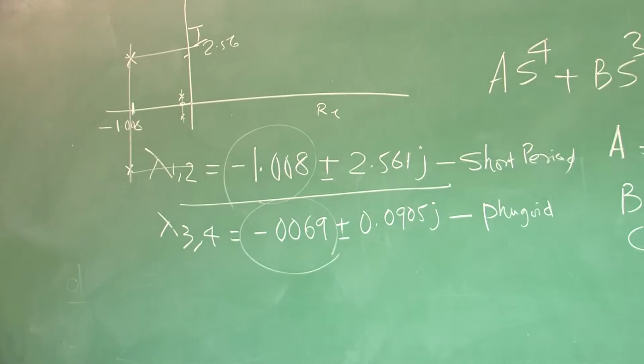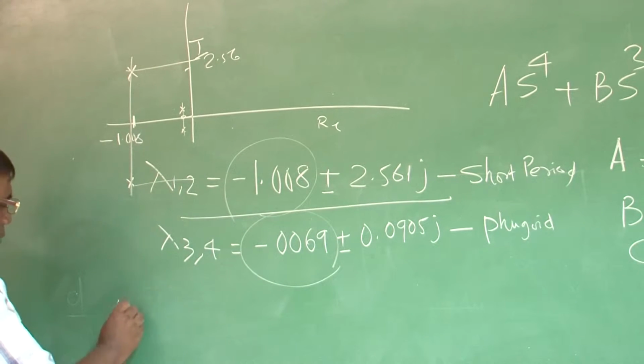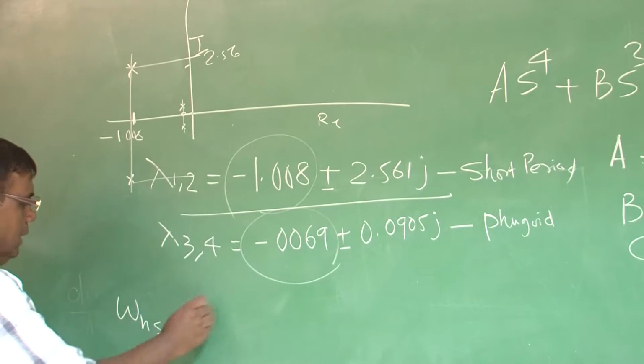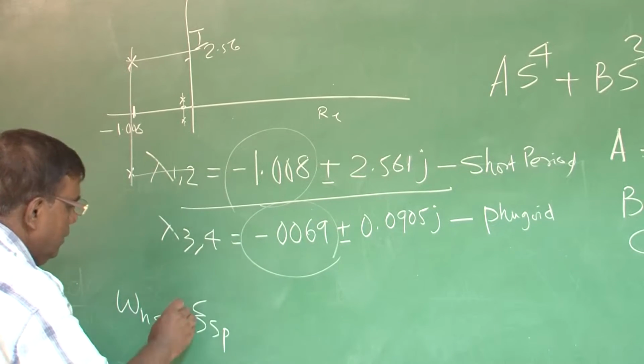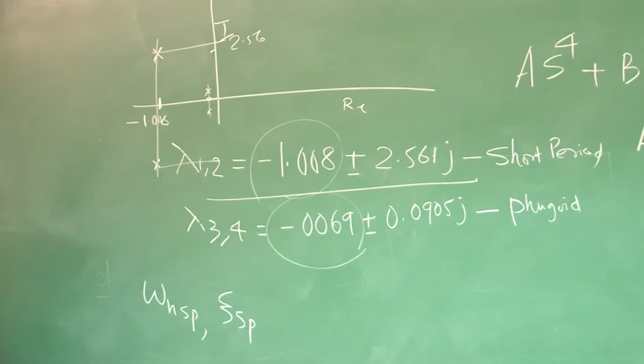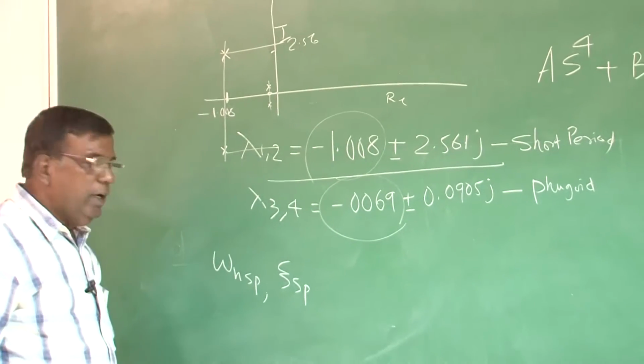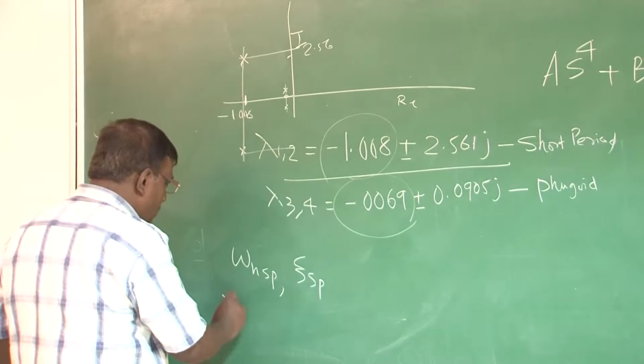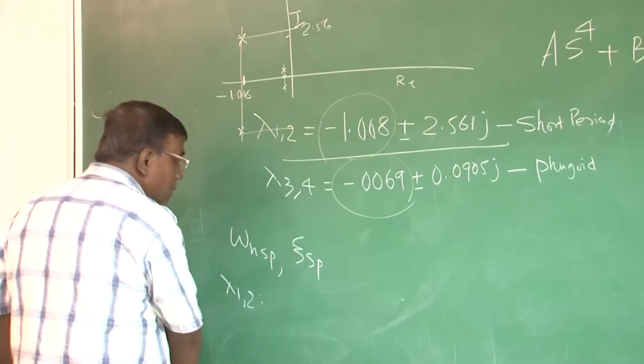Now, you are expert. If I try to ask you what will be omega n short period, zeta short period, you should be able to find out. Yes or no? You have done it so many times. Now, it is only a second order equation you are handling.